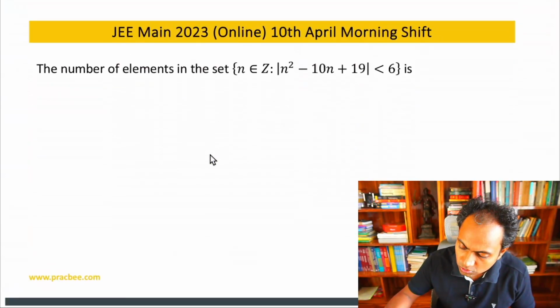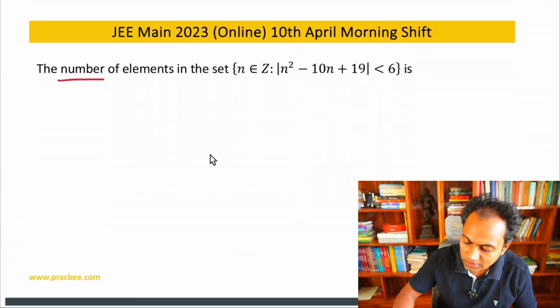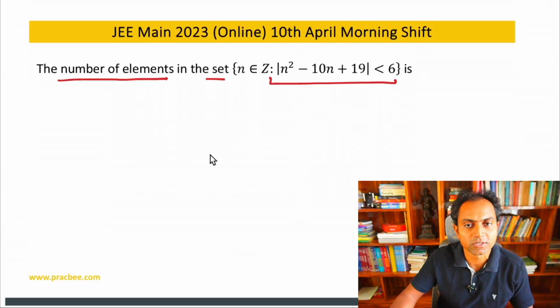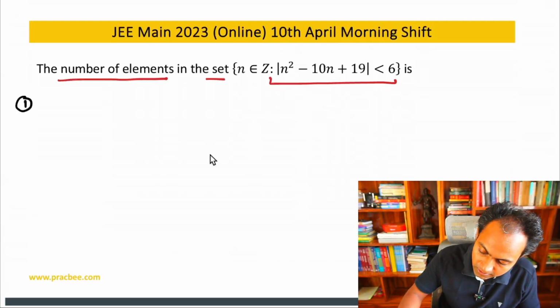Now let us look into this 2023 question. Question says the number of elements in the set. Number of elements you can easily find if you can get the set. Set you will be able to find if you solve this modulus inequation. So let us do that. In the first part, let us remove the modulus sign. So whatever is inside the mod will lie between -6 and 6.